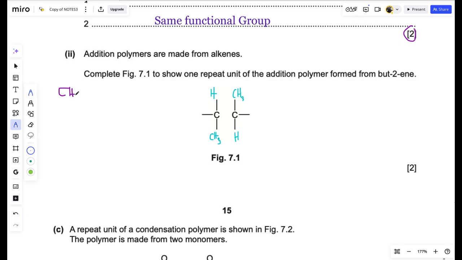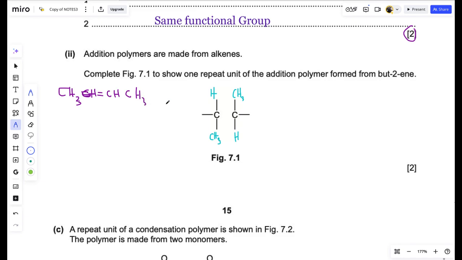CH3. Okay, you have a double bond. The point I want to make, there's at least one double bond, right? But-2-ene, okay, the double bond will be at carbon number 2. So here is one CH, then you have the double bond here, before you do the same CH and CH3. This is but-2-ene. At carbon number 2, you have the double bond.